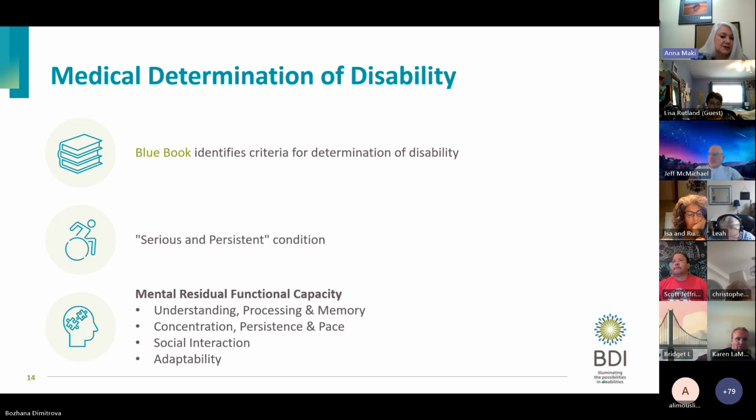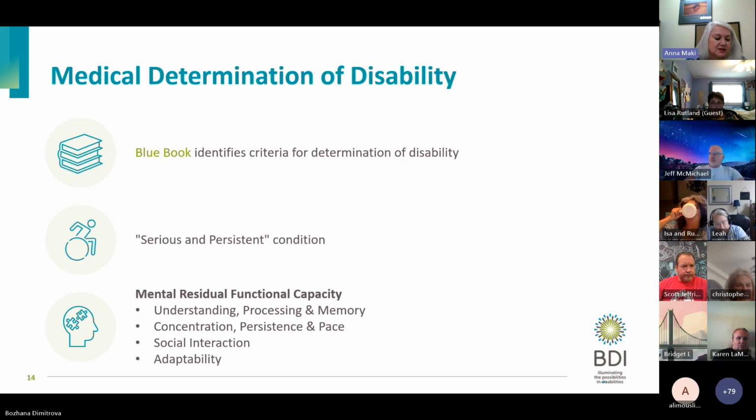So the standard that they're looking for under mental residual functional capacity is significant limitations in one or moderate limitations in two of those four areas. And I try to show two significant areas and at least three more moderate areas so that we're providing documentation that's over their standards.